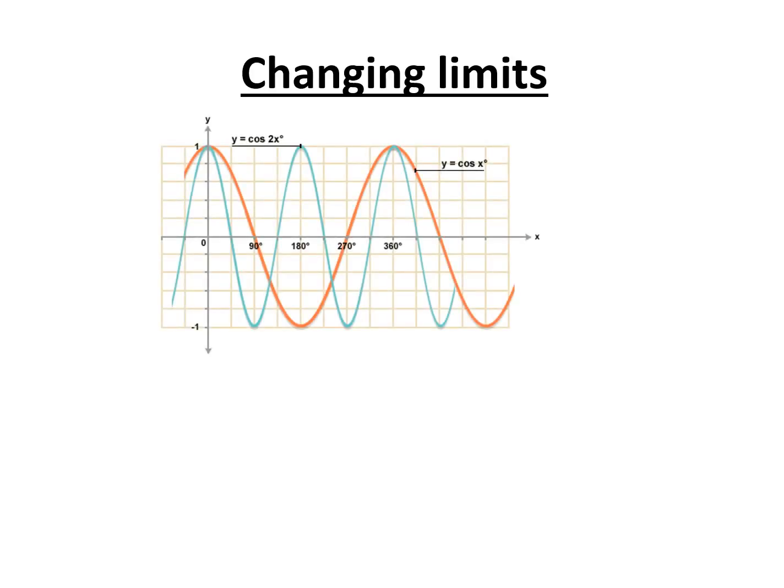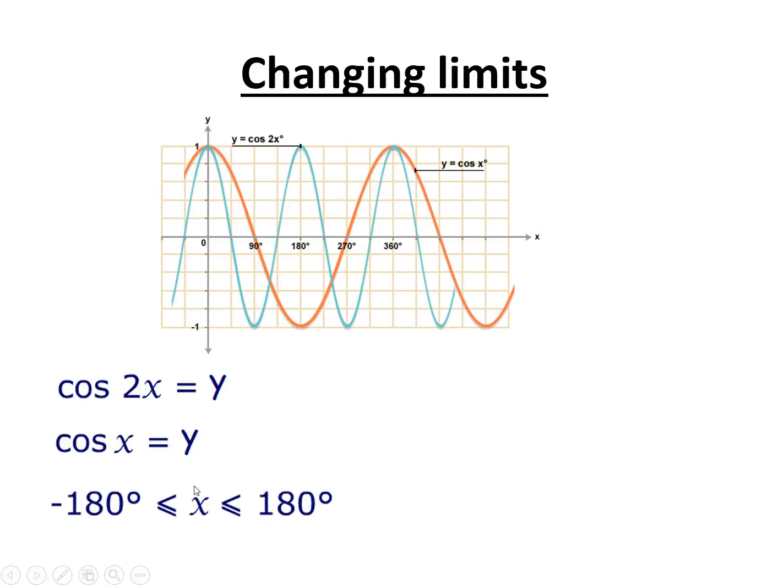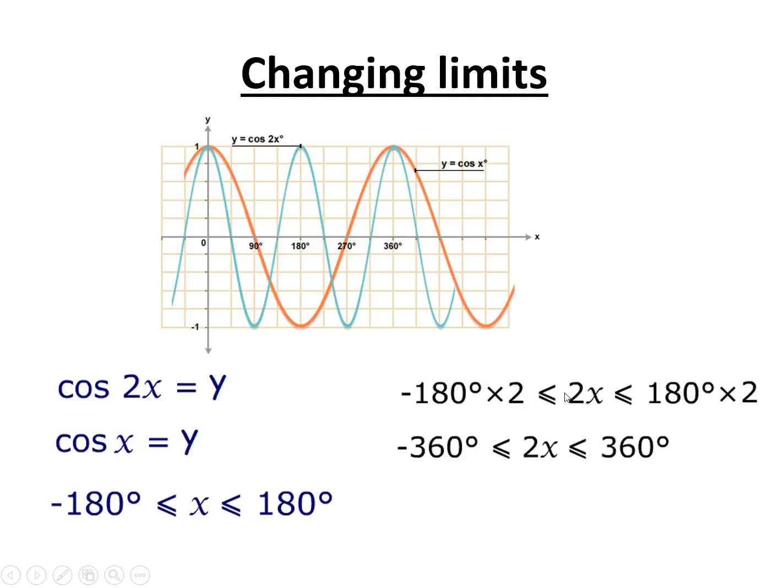Now if we've got trigonometry again, so things like sines and cosines, sometimes we might need to change limits. So here we've got y equals cos x, and here we've got y equals cos 2x, like so. If it's told us that x is between minus 180 and 180, then for our 2x version, that's going to reach these values instead. It's going to reach the same sort of values that x would, but between 360 and minus 360 instead.